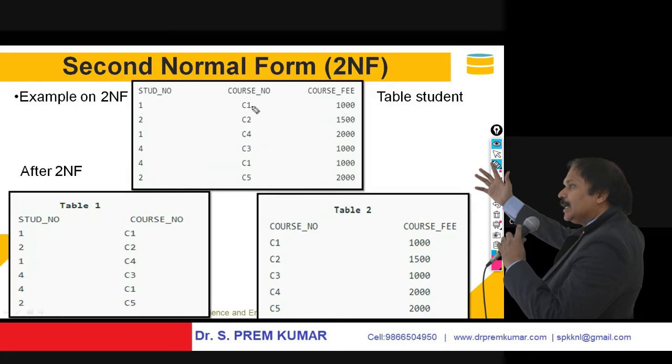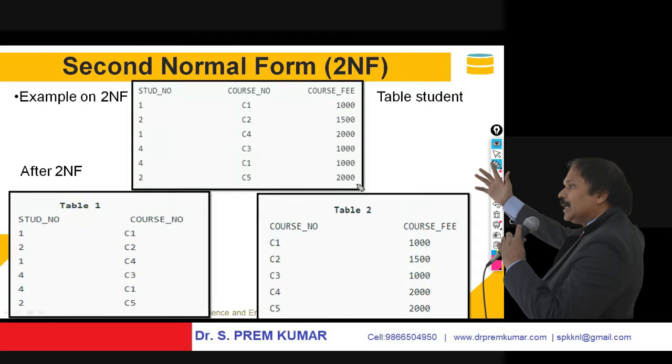Student number 1 joined course 1, for which he is paying 1000 rupees. Student number 2 joined course 2, for which he is paying 1500 rupees. Student number 1 also joined course 4, for which he is paying 2000 rupees. Student number 4 joined course 3, and student number 4 joined course 1. Course 1 means 1000 rupees. Student number 2 joined course 5 for 2000 rupees.